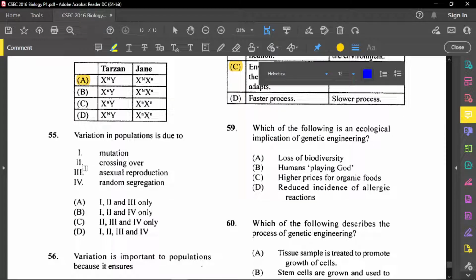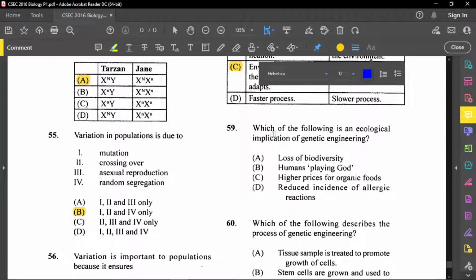All right, so anything with 3, we take it out. So number 1, A is out, C is out, D is out. So we only have what? B. Okay, so B is the answer right there. By process of elimination, easy one. All right, so B is the answer right there. 56. No, let's go to 59.